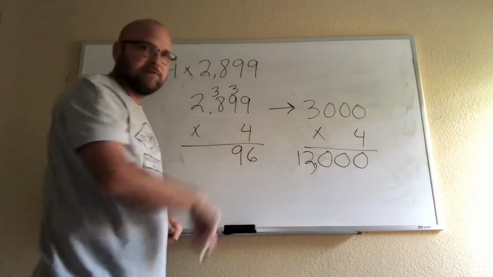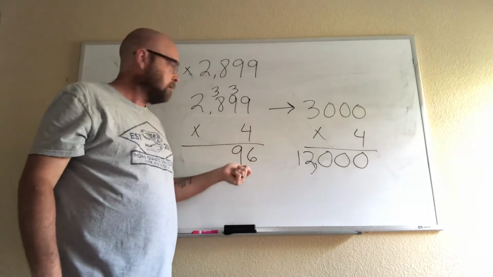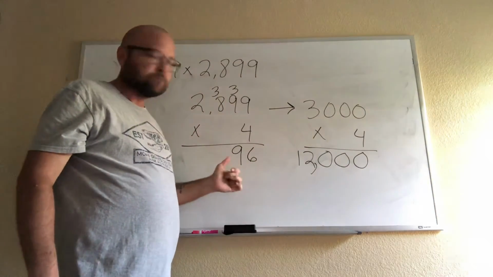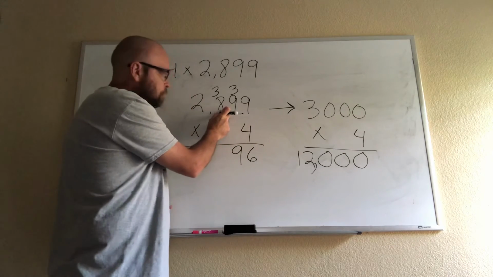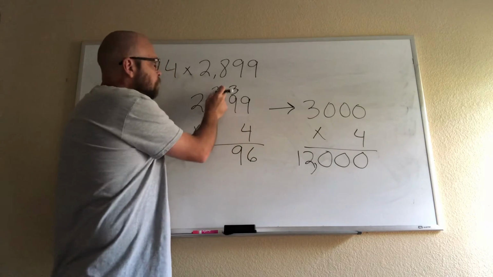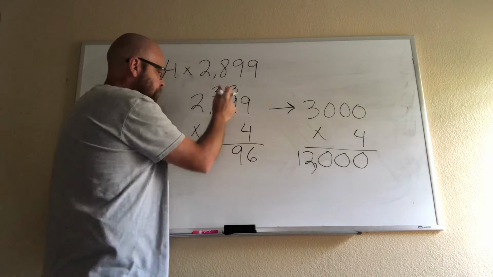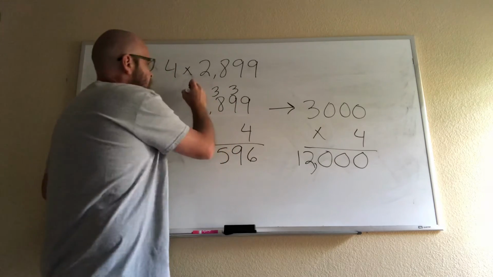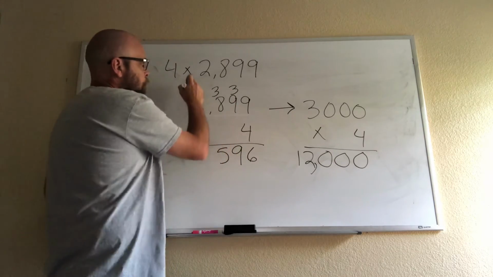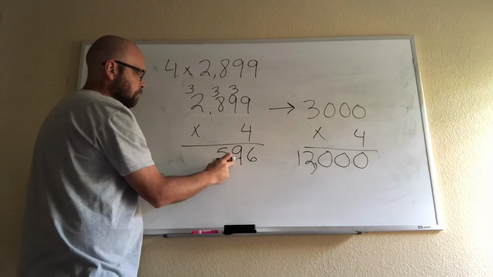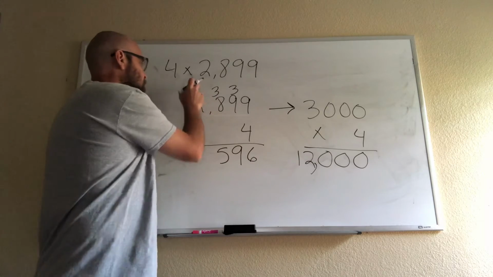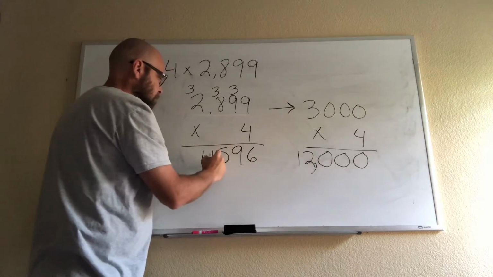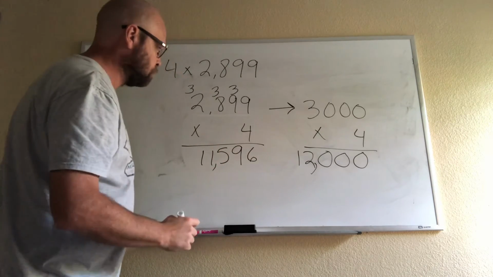So 39 tens is 309 tens. Now I have to know 4 times 8, which is 32, plus 3 more, which is 35. So that's 35 hundreds, or 3 thousands and 5 hundreds. 4 times 2 is 8, plus 3 is 11. So I got close to 12,000.